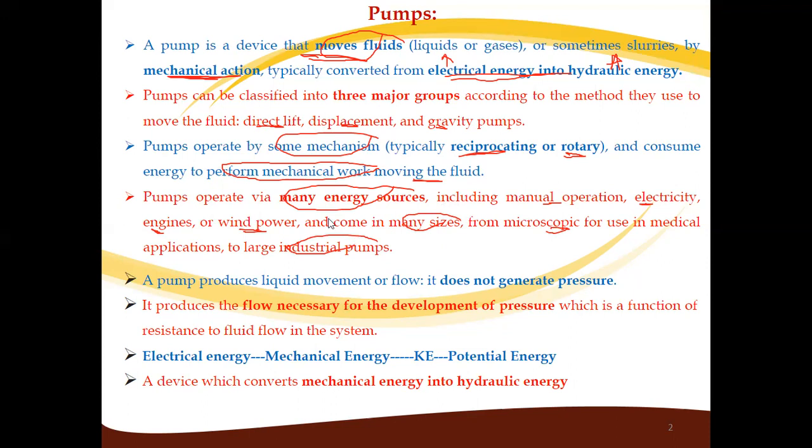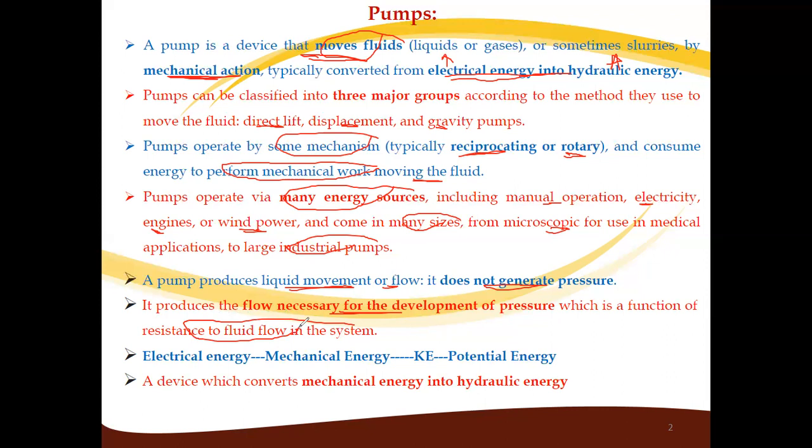Generally, the pump produces the movement of liquid, or a flow. It does not generate pressure directly. It causes the fluid or liquid to move or flow. So the pump produces the flow necessary for the development of pressure, which is a function of the resistance to fluid flow in the system. So pressure is a function of the resistance the system offers to fluid flow.